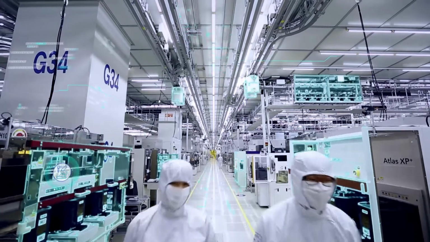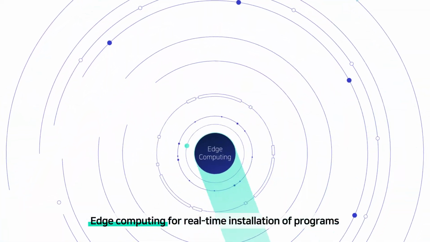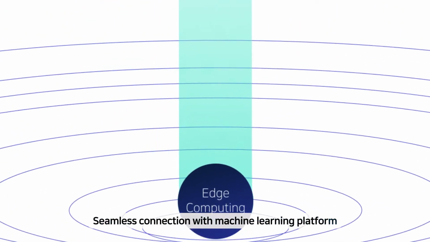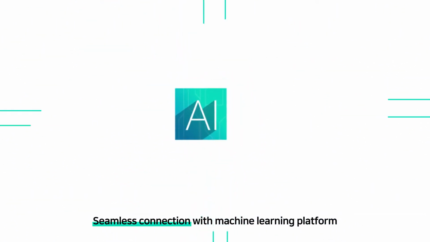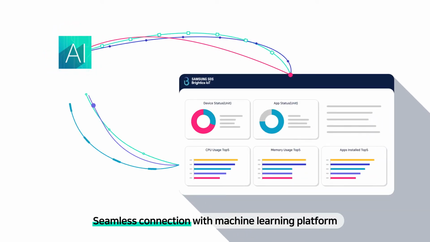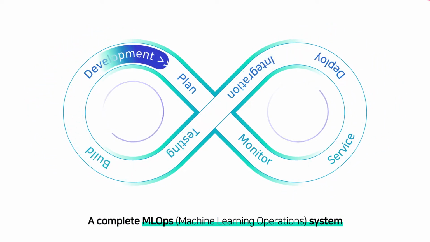Even if there are a large variety of devices across all industry settings, all necessary programs are installed in real time with edge computing technology. AI platforms such as Brightics AI is leveraged to process data, analyze it on the spot, and obtain results. Now you can truly call it intelligent service.